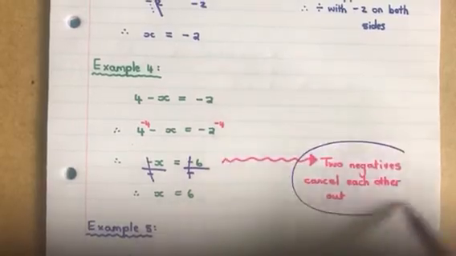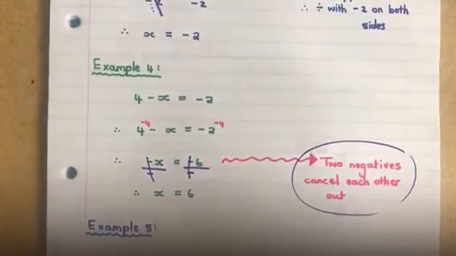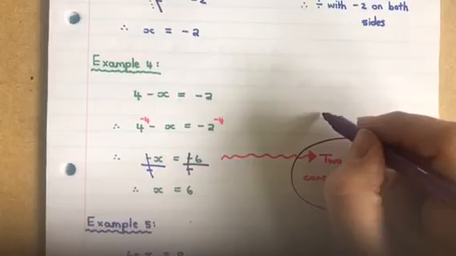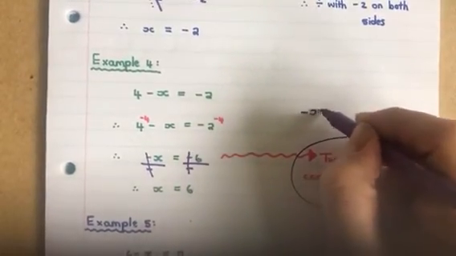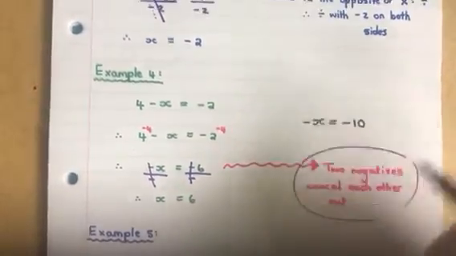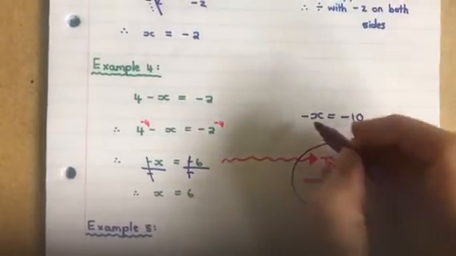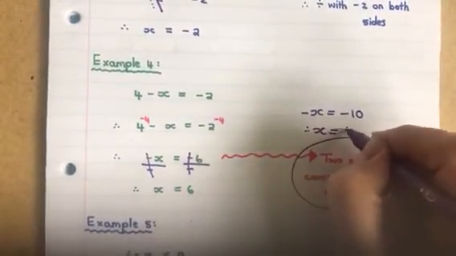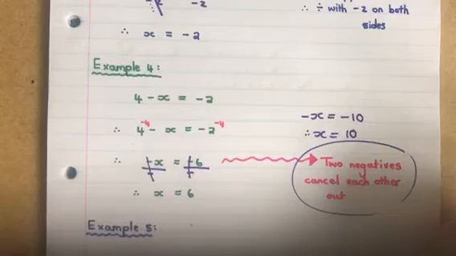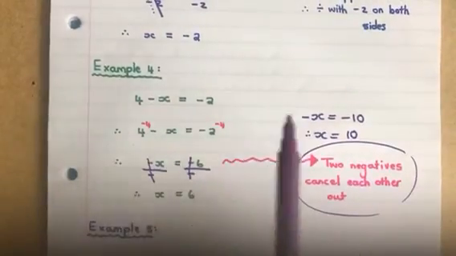So just to make it easier without dividing the whole time with a negative, you can just remember if you've got negative x is equal to, let's say, negative 10, the two negatives cancel out, and thus you are left with x is 10.